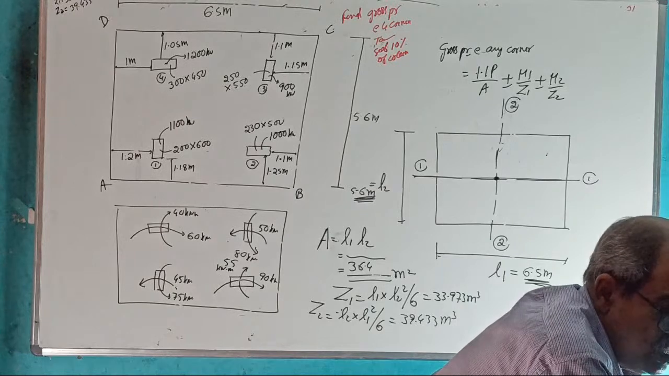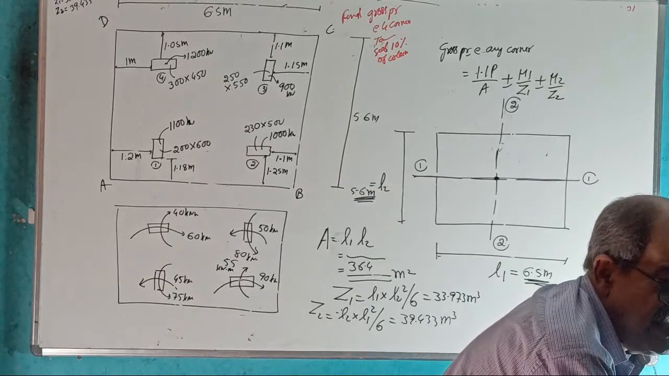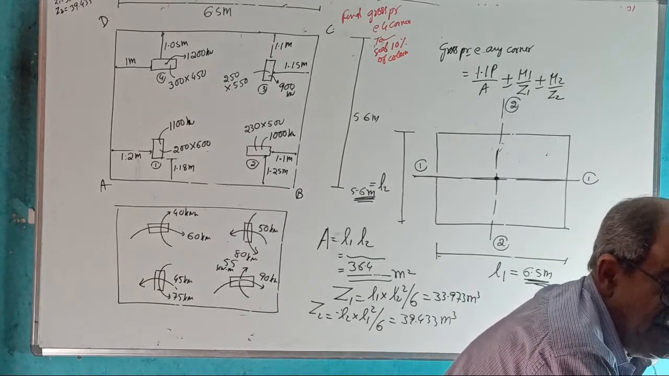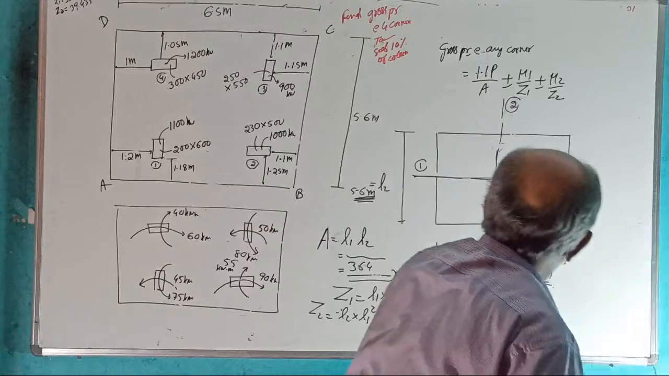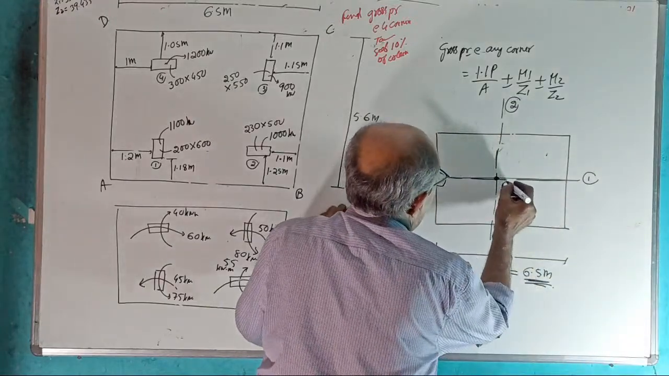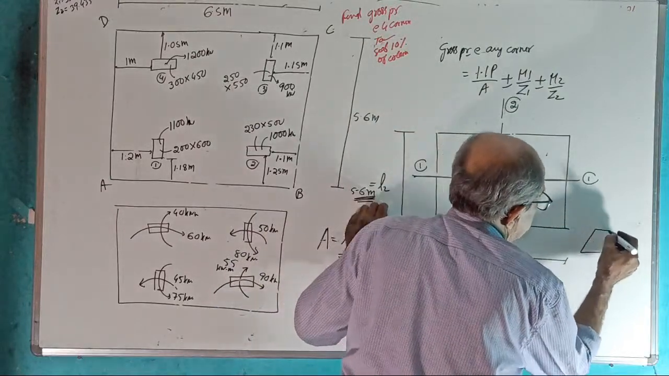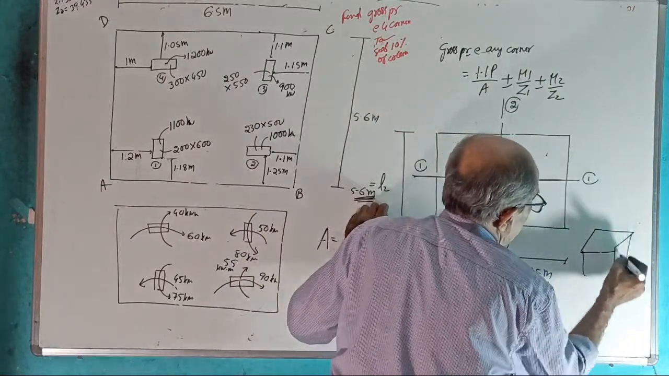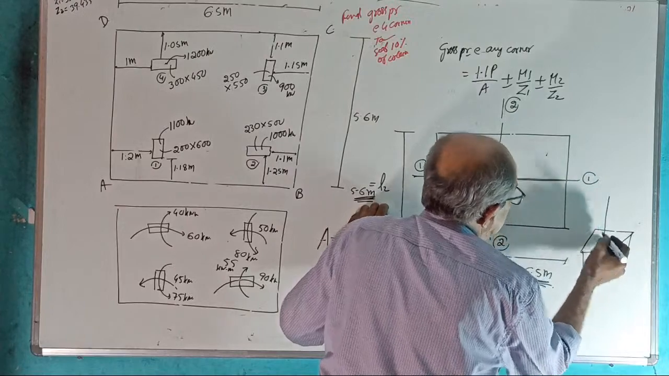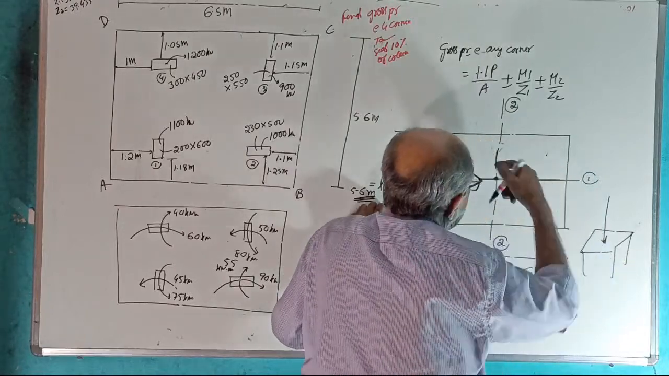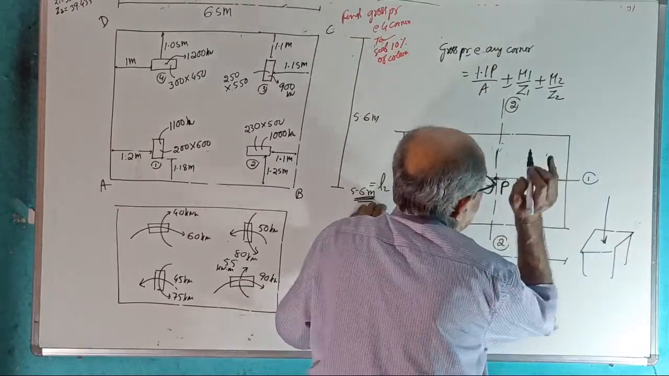So many of you are not knowing this, I think. At least today you will learn it. P. I will write P with a dot. Why am I writing a dot? Because if I go to the three-dimensional view, P is like this. I cannot show it, so I am showing P like this.